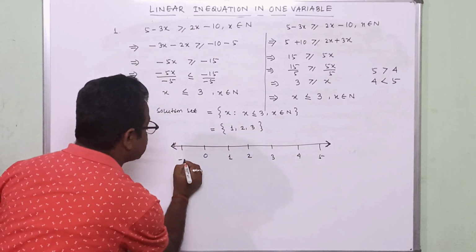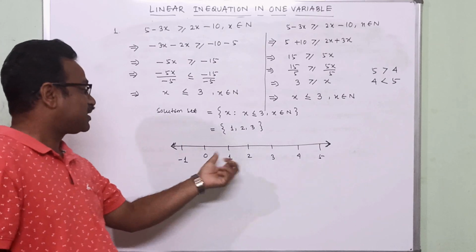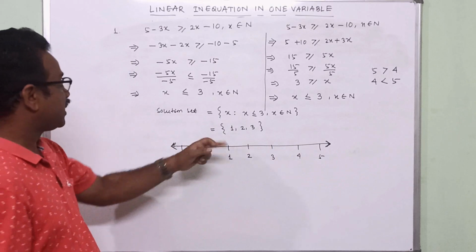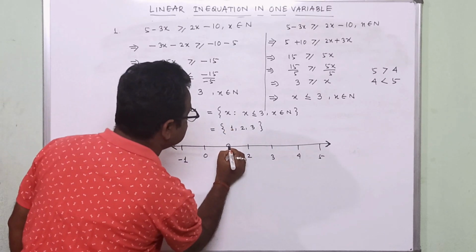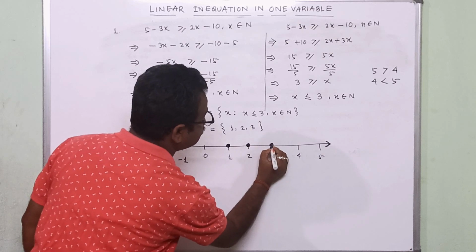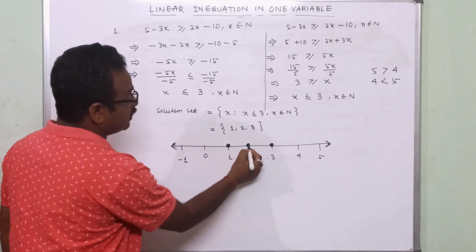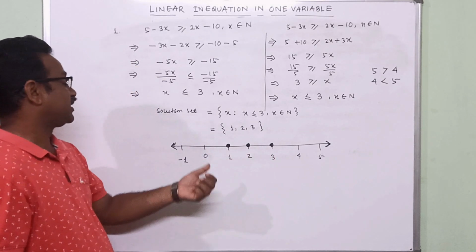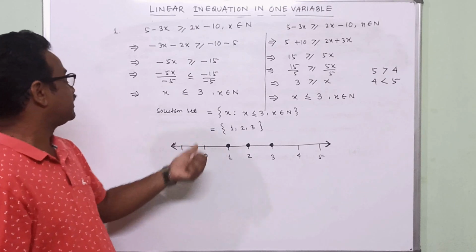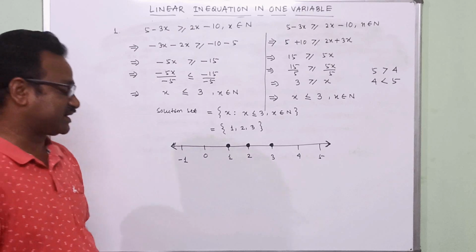Here I will write minus 1. One number must be to the left, one number must be to the right, and there should be an arrow mark. Now 1, 2, 3. By circling and darkening these, we get the graph of the solution set, which is 1, 2, 3. Now coming to the next example.